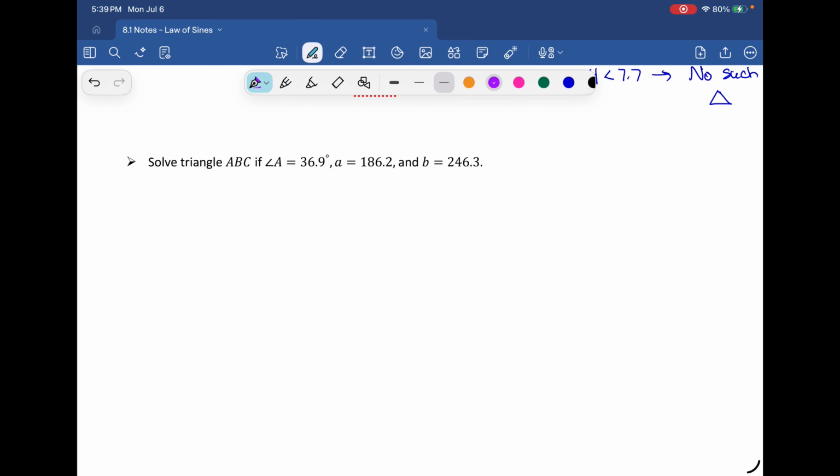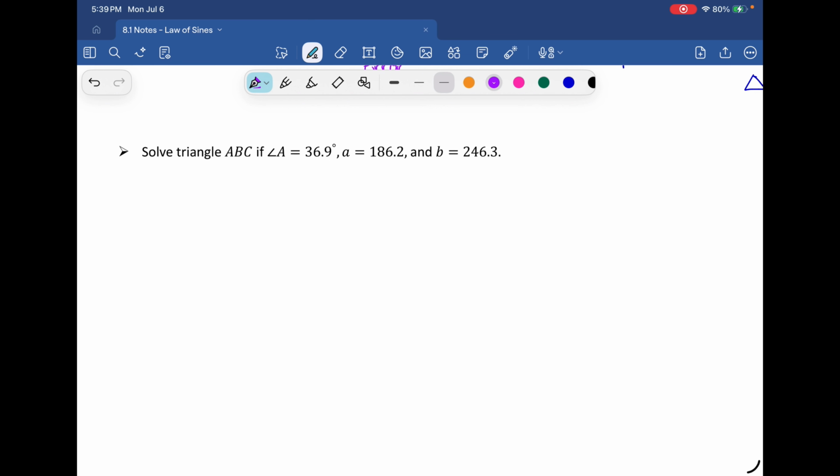Solve triangle ABC if A is 36.9 degrees, side A 186.2, and side B 246.3. Draw a triangle. A, B, C. Label side B. We're going at it with the assumption that we have two triangles. We're going to prove otherwise, or either prove that it exists or prove that it doesn't.